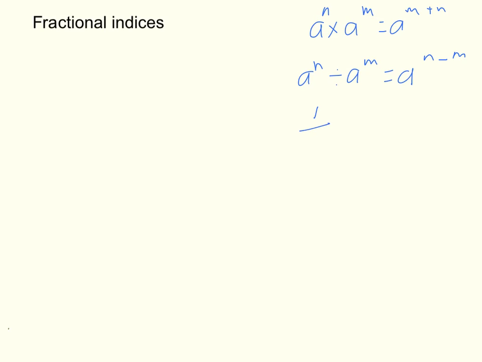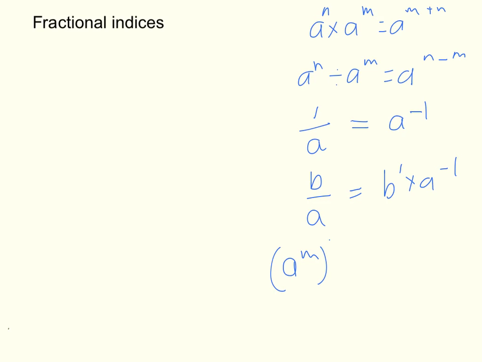If I've got 1 over a, that's just a to the minus 1. If I've got something like b over a, that's b to the 1 times a to the minus 1. And if I've got something like a to the power of m all to the power of n, well then that is just a to the m times n. And of course we had, if I've got a to the 1, that's just a, or a to the 0 is 1. We've done all those. If you're unsure about any of them, go back and have a look at some of those previous videos, but that's just our quick refresher.